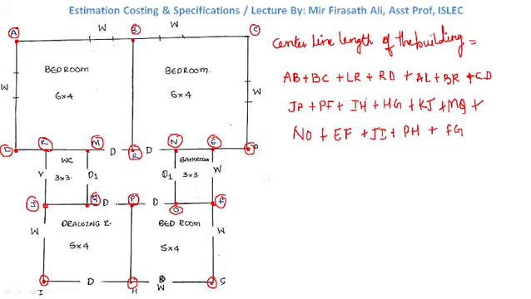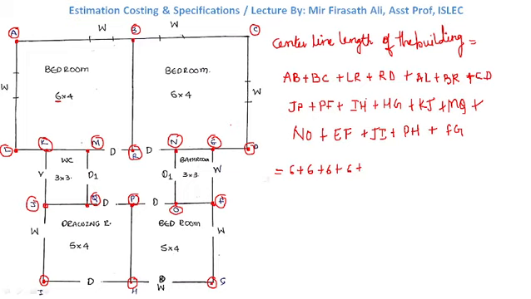Now, we need to substitute the values of AB, BC, LR respectively. So, what are these values? These values we will obtain from the figure. What is the AB length? AB length is 6 plus, what is the BC length? 6. What is LR length? 6 plus RD length, it is also 6 plus.